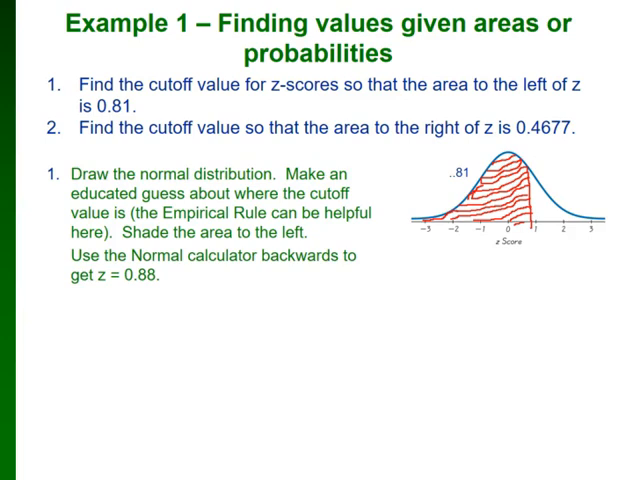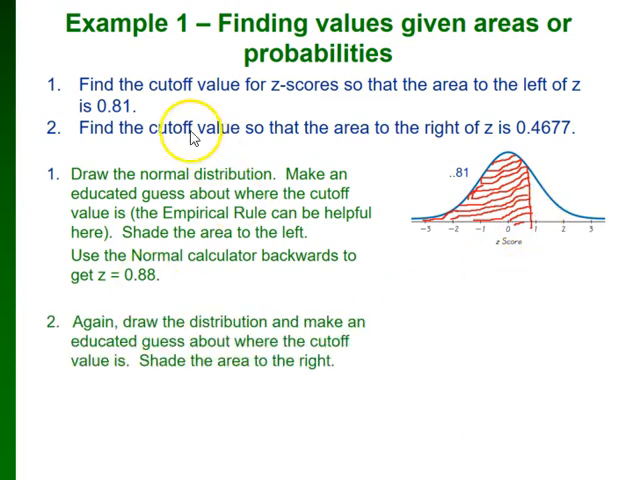Now we want to use the normal calculator backwards. We're going to put the 0.81 in the box that's to the right of the equals sign. Then when we click compute, it will give us the z-value, and this turns out to be 0.88. That's the value right here.